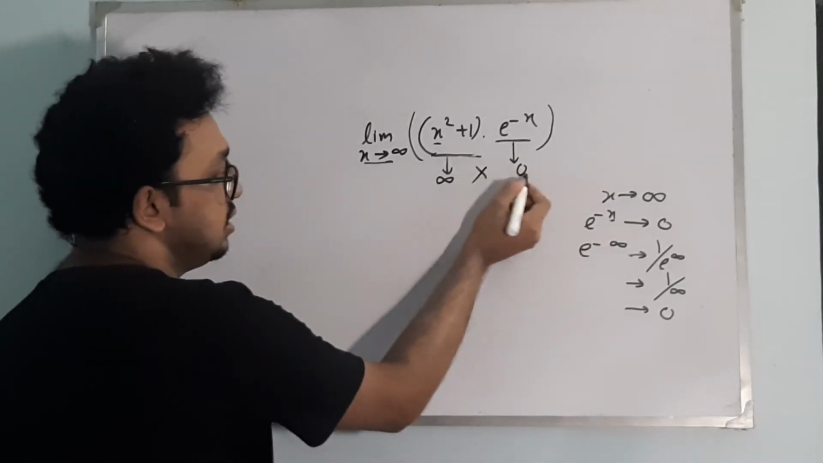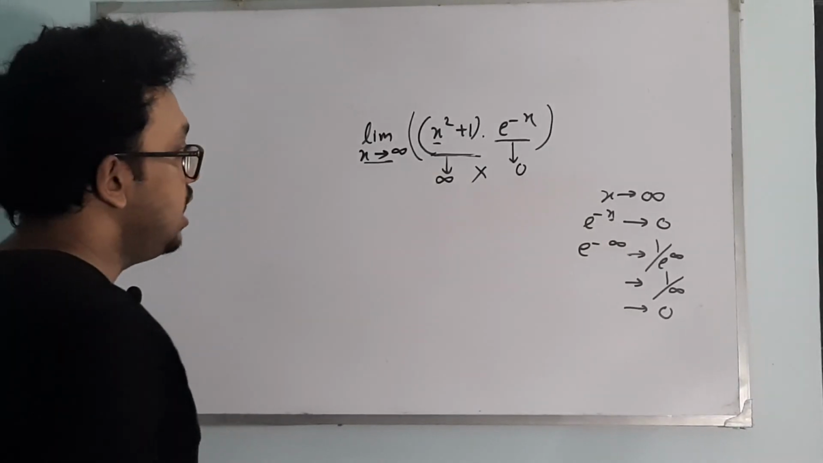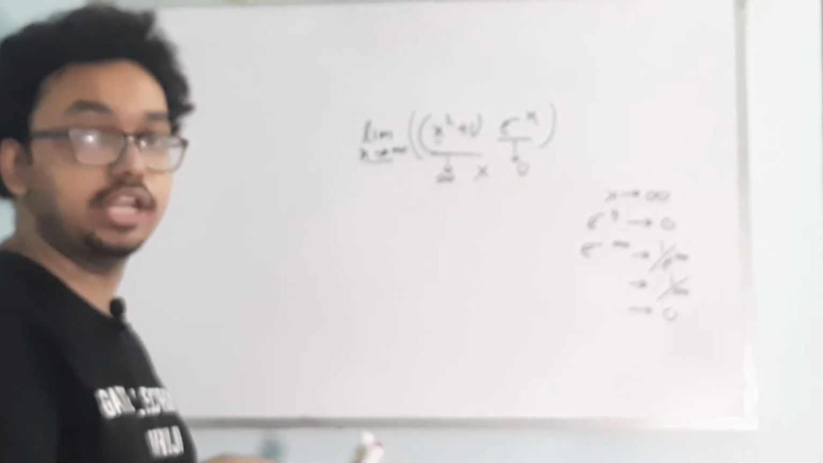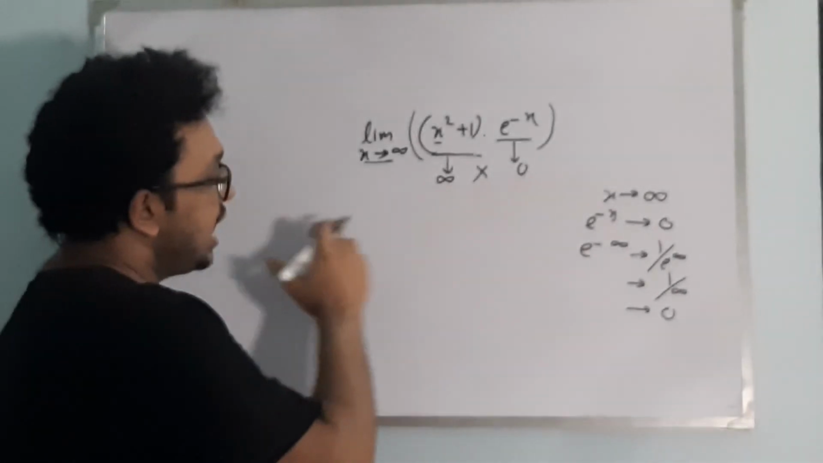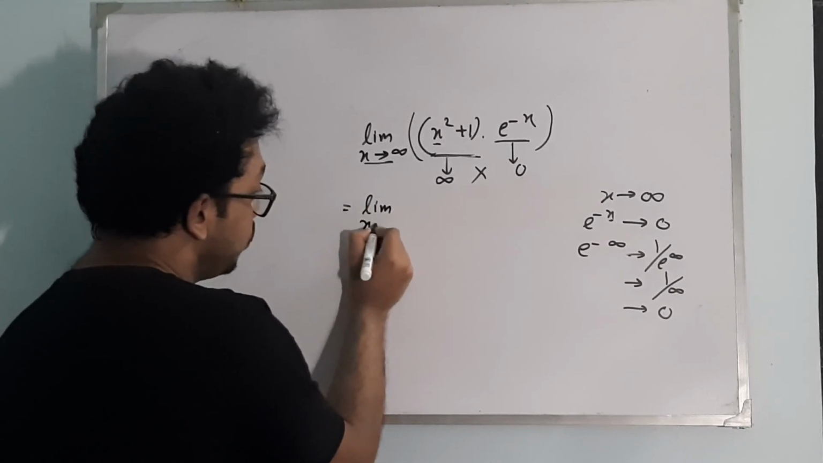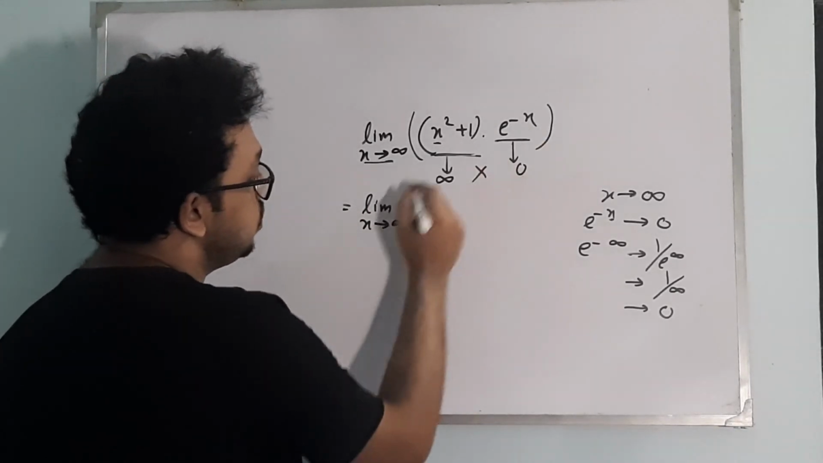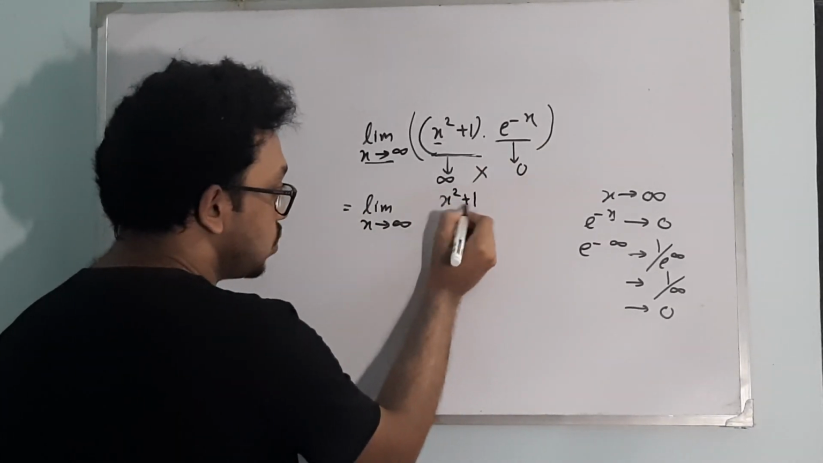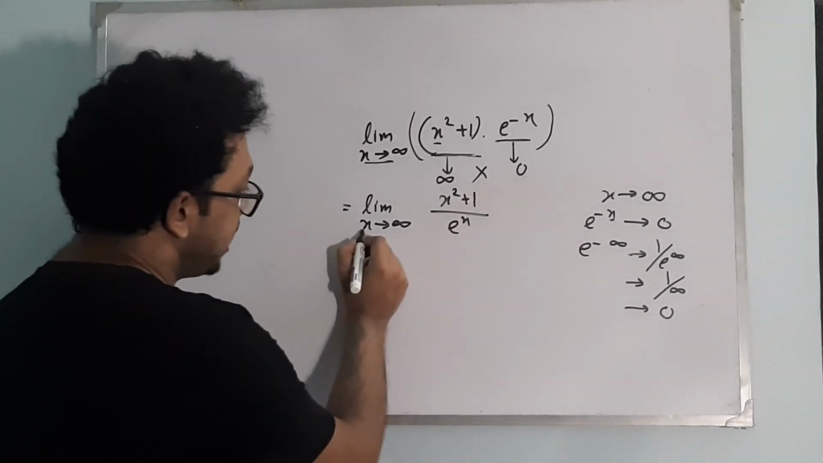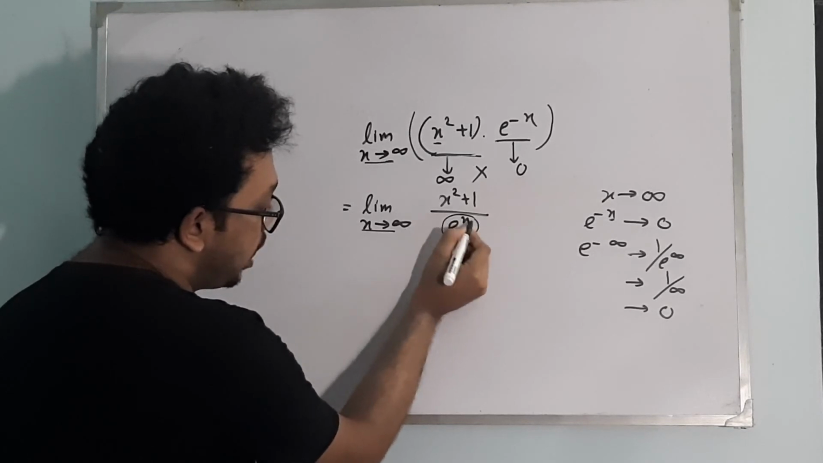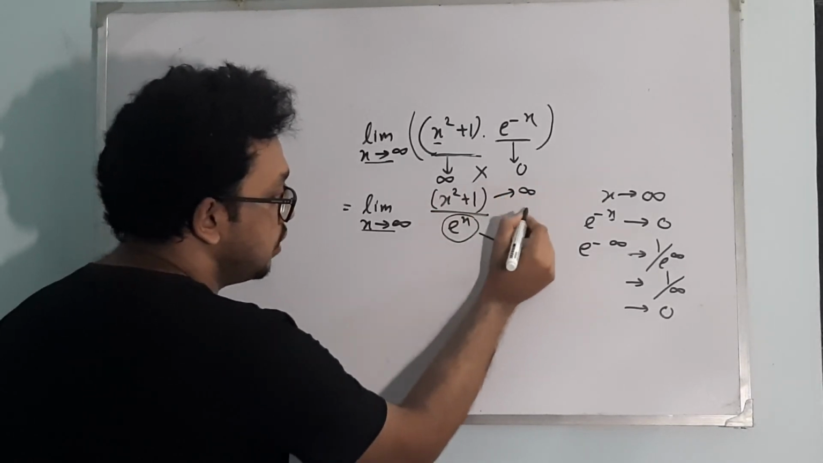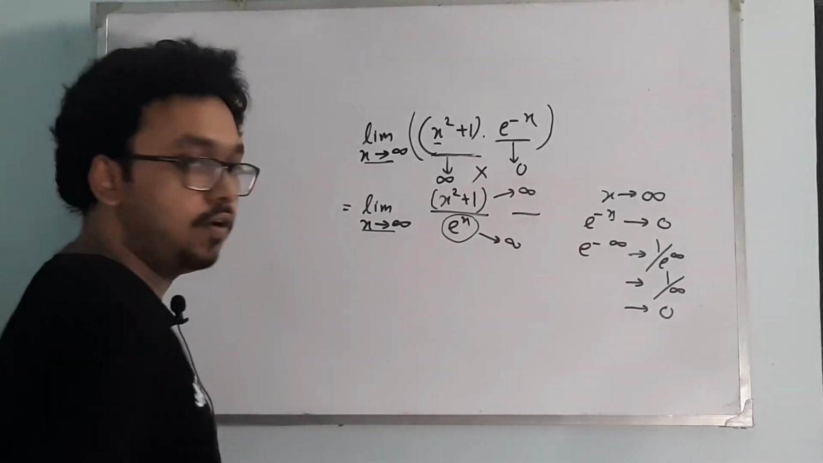So we have a 0 into infinity form, and we said that we have to either convert it into a 0 by 0 form or an infinity by infinity form. Here, just by observing the function, it should come to your mind that this e to the power minus x can be written as 1 upon e to the power x, right? Now see, when x is tending to infinity, e to the power x is tending to infinity and x square plus 1 is tending to infinity, so we have an infinity by infinity form.